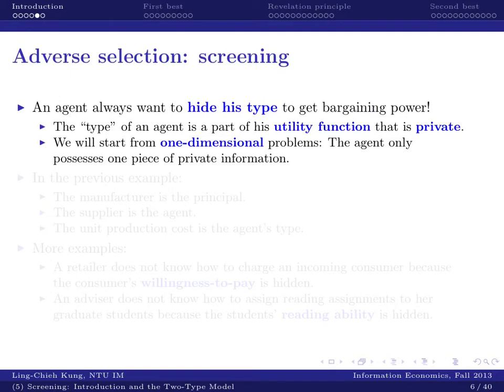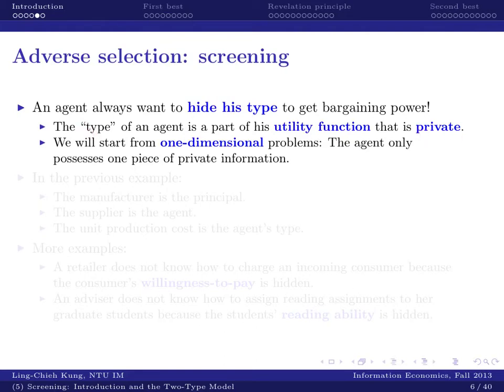So in general, an agent always wants to hide his type so that he can get bargaining powers. By type, we mean a part of the agent's utility function that is hidden to the principal. Okay? For example, the cost. The cost definitely affects the agent's utility, and the cost is private, and that's why we call it a type of the agent.